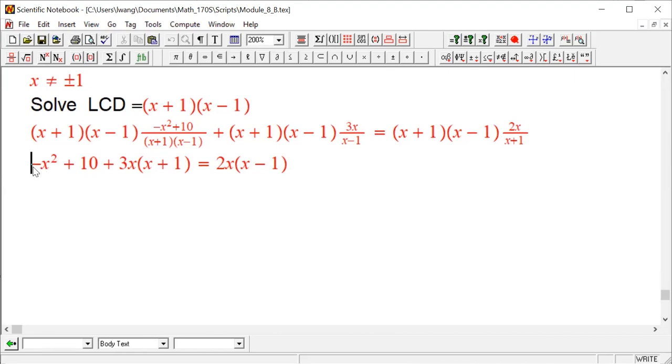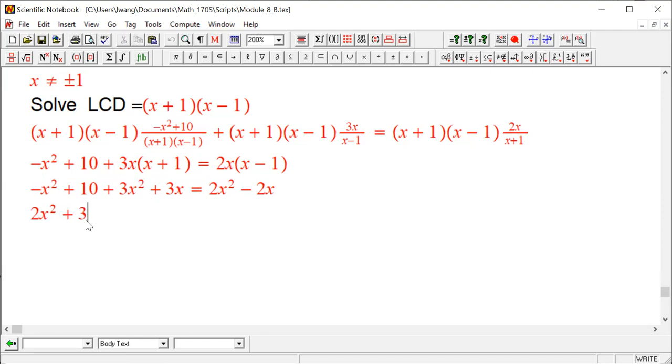Now we're going to move our terms and simplify. We expand: negative x squared plus 10 plus 3x squared plus 3x equals 2x squared minus 2x. Now we combine all the x squared terms together, one side at a time. Negative x squared plus 3x squared makes 2x squared on this side.